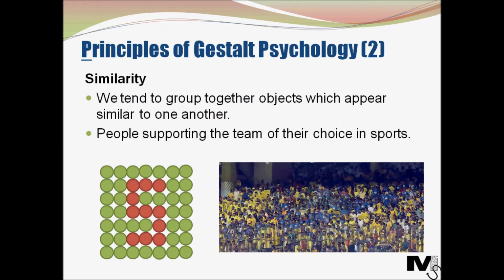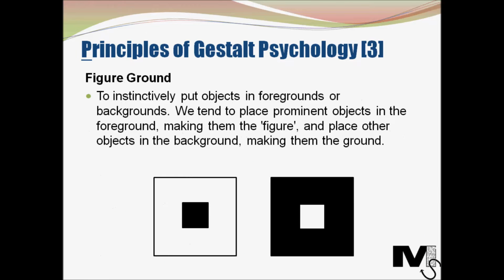The next principle is the principle of similarity. This principle states that we tend to group together objects which appear similar to one another. In the graphic below, for example, we have an S formation or a 5, clearly visible because the colors make the brain group the red balls together. Another example can be us grouping people together if they wear the same colored clothing to support the team of their choice in sport.